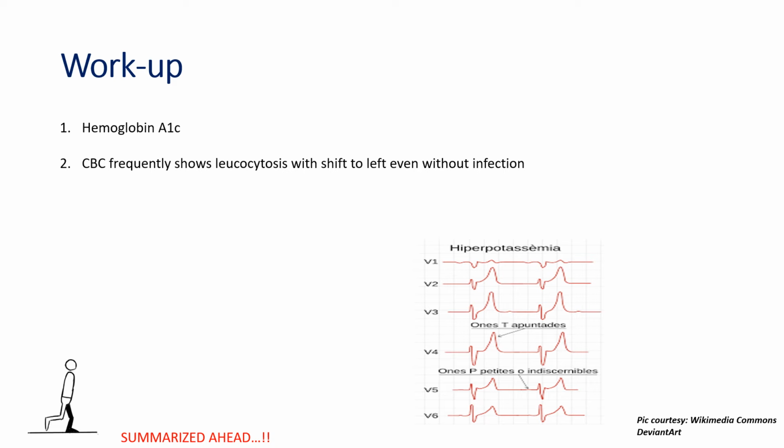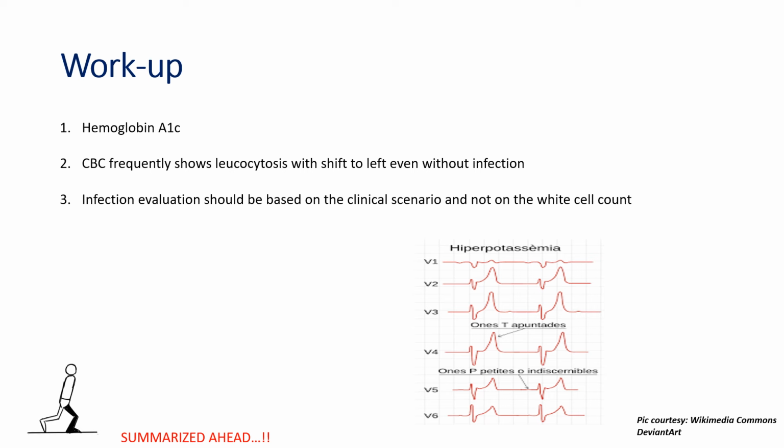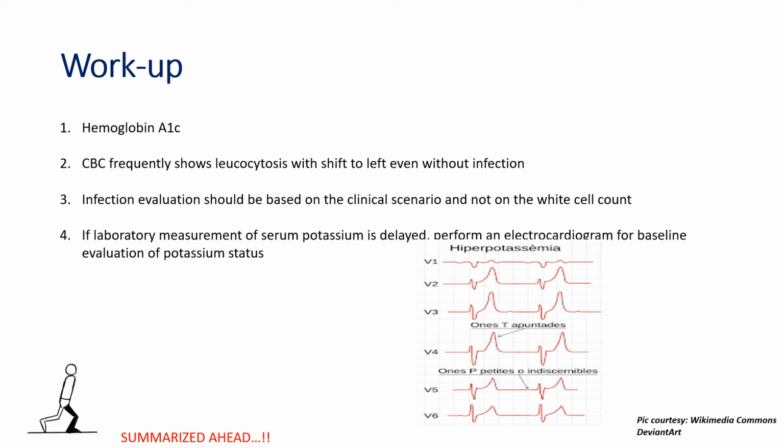Complete blood count frequently shows leukocytosis with shift to left even without infection, and this is very important, that even without infection you will get polymorphonuclear leukocytosis, and it is mainly because of stress. Infection evaluation should hence be based on the clinical scenario and not on the value of the WBC count. If laboratory measurement of serum potassium is delayed, you must perform an ECG for baseline evaluation of potassium status. In this ECG, you can see tall tenting T waves, which is a manifestation of life-threatening hyperkalemia.